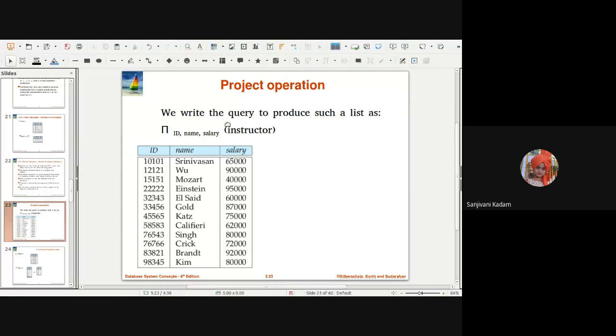So, clear with this? Here the department name column is not available. If my requirement is that I want to display ID and name only, and I do not want to display salary, how can we write the query here? Projection of ID and name only. Yes, projection symbol with ID and name only, and relation instructor. Yes, here we can write this query like this.